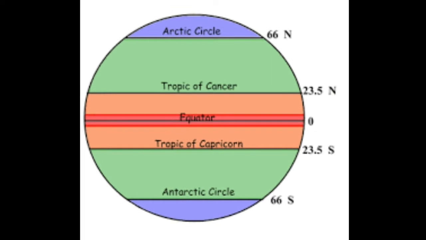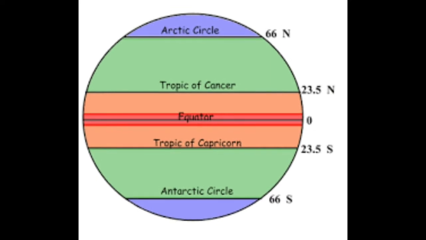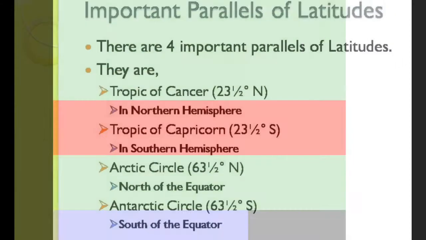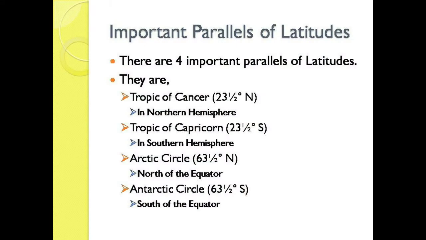Important parallels of latitudes. There are four important parallels of latitudes. They are Tropic of Cancer, 23.5 degrees north in the Northern Hemisphere. Tropic of Capricorn, 23.5 degrees south in the Southern Hemisphere. Arctic Circle, 66.5 degrees north of the equator. Antarctic Circle, 66.5 degrees south of the equator.